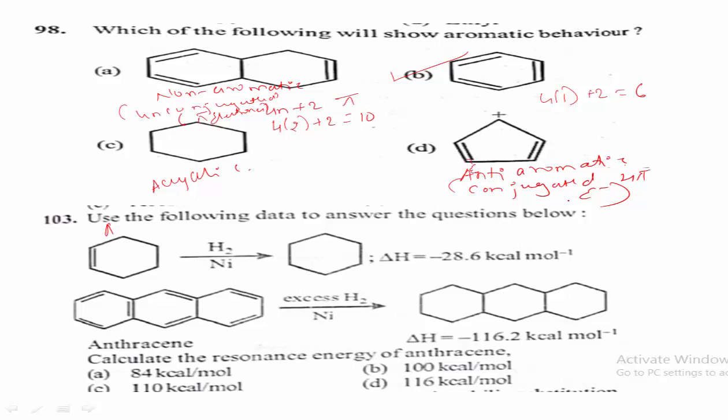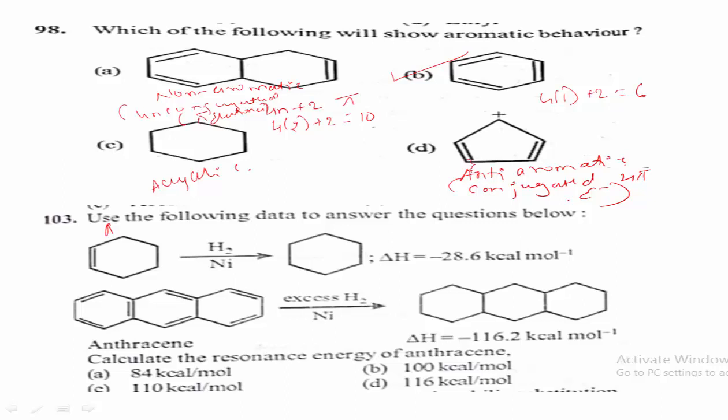Use the following data to answer the question below. Here cyclohexene is given and in presence of hydrogen and nickel it changes to cyclohexane. At that time the enthalpy change is minus 28.6 kilocalorie per mole. And anthracene in presence of excess of H2 and nickel catalyst, delta H formed is minus 116.2 kilocalorie per mole. Okay students, calculate the resonance energy of anthracene.